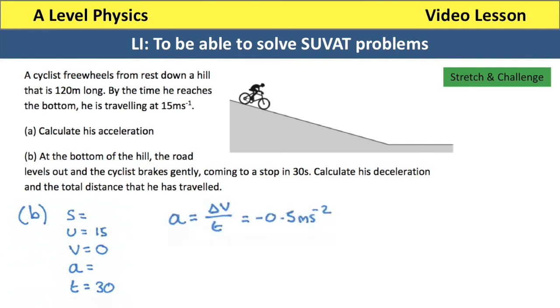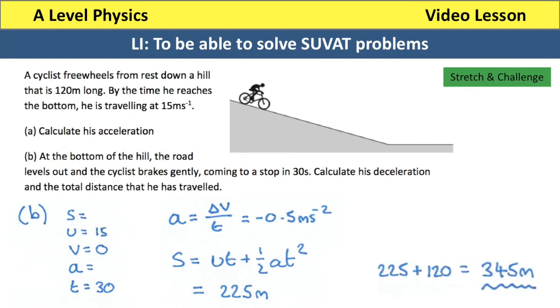We will get minus 0.5 meters per second squared, and then we'll do the value of the distance travelled. ut plus a half at squared gives us 225 meters. But that's the distance travelled when the road levelled out. We want the total distance travelled, and he went 120 meters down the hill. So we'd actually add that on to get a total distance travelled of 345 meters.